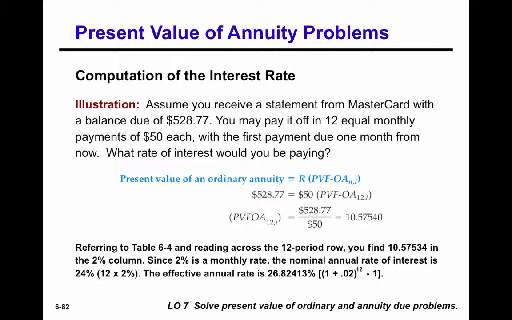And you'll find that in the 2% column. Since that's 2% for a 1 month period, the nominal rate of interest is 24%, 2% each period. As it indicates, the actual effective rate is this 26.8%, which would effectively be the amount that would be charged if we were talking about a compound rate rather than a simple rate. Simple rate here is 24% per year.